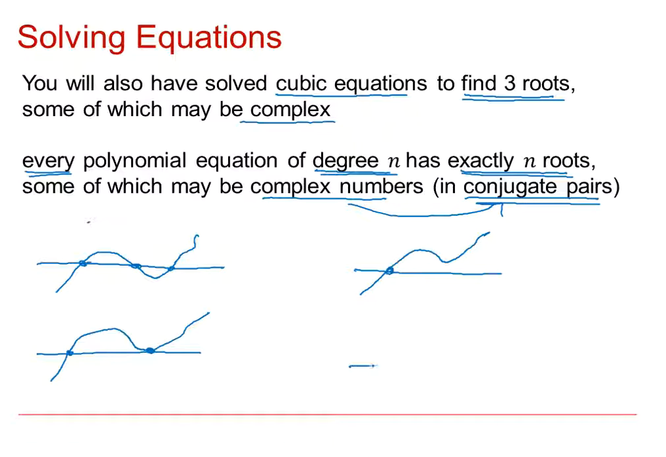And even if we look at quartic equations, so here's an example of a quartic equation doing something like that. There are two distinct real roots, and this one will also have somewhere a conjugate pair of roots. So that's just to emphasize the fact that all polynomials of degree n will have n roots, some of which can be complex.